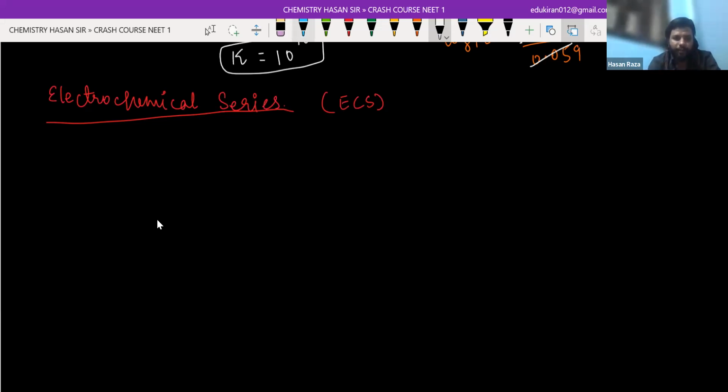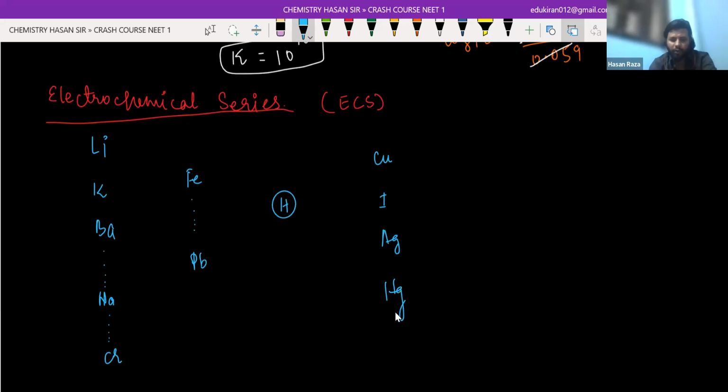Here I'm going to write lithium, and then comes potassium, barium, and there are some metals again, sodium, and then chromium, and then iron. It is just below chromium, and there will be elements between these. After this you will find iron, lead, and then there is hydrogen. There will be elements below this too, and after this you can see copper, iodine, Ag. If you look in the NCERT, you will see the values.